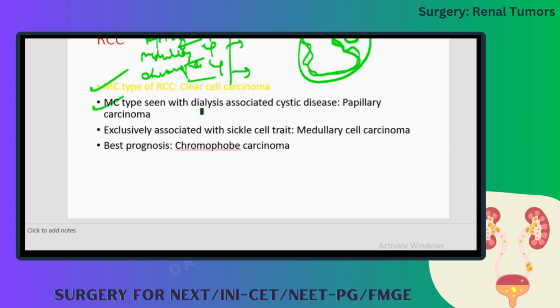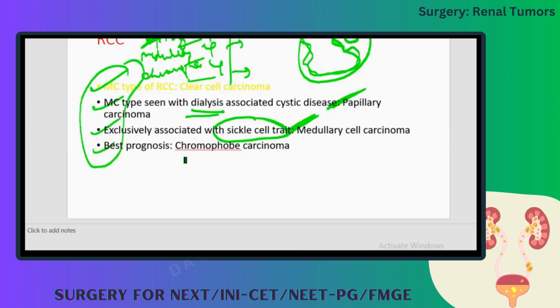In patients who are on dialysis, the most common type of carcinoma is papillary carcinoma. Patients with sickle cell disease have medullary carcinoma. And out of all of these, the best prognosis is chromophobe carcinoma. So these are the 4 main types of malignancies: clear cell, most common type; papillary, most common seen in dialysis; medullary, most common associated with sickle cell disease; chromophobe, it has the best prognosis.